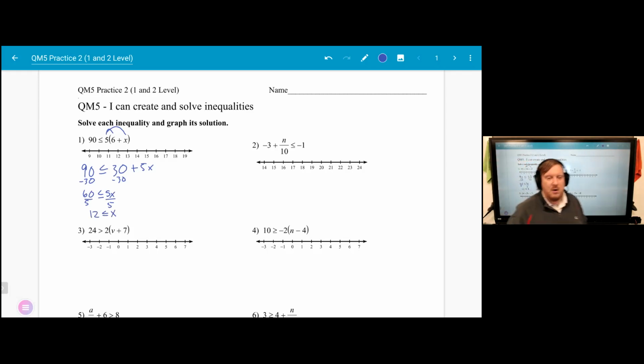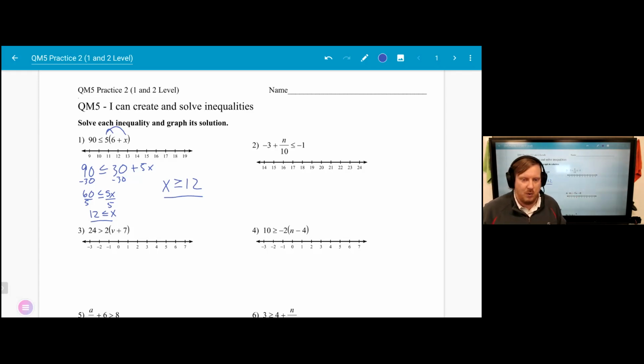Now, in order to make graphing more efficient, you're going to want to have the variable on the left-hand side. Let's rewrite this. I'm going to still have the x, and I'm still going to have 12. Now down here, we had the alligator, the inequality symbol opening towards the x. That still needs to take place. We still need to have it opening towards the x. We switched it around. 12 is less than or equal to x is the same as x is greater than or equal to 12.